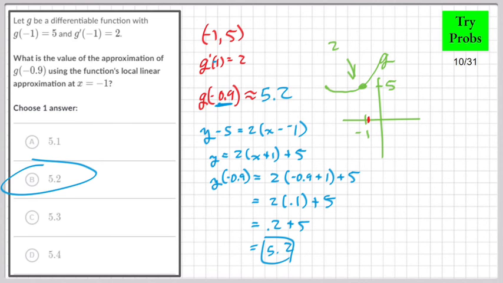Now, the real point could be right here, but my tangent line gives me a point right here. That's because the y value is an estimated point. We estimated that the point at -0.9 is 5.2, because we used the tangent line. We didn't use the actual curve. Why? Because we don't know the curve. That's linearization.